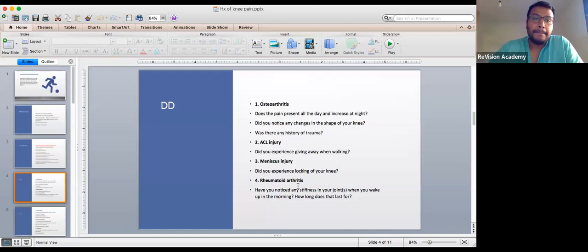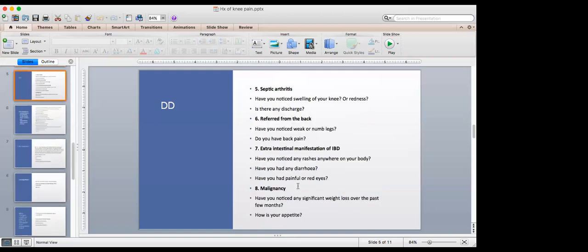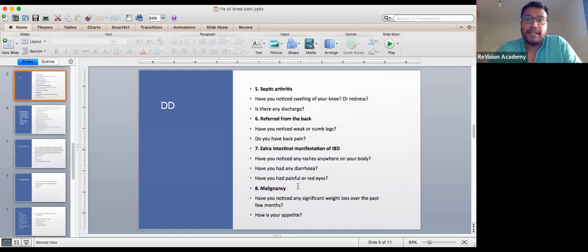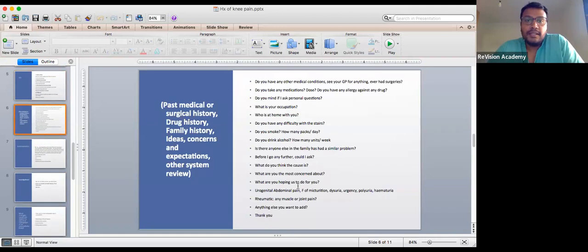Other differentials are septic arthritis, referred pain from the back, and extraintestinal manifestations of inflammatory bowel disease. Highly unlikely, but you can ask them if you have time. And last but not least, malignancy. Past medical history, surgical history: you asked all of these, which I think is good.